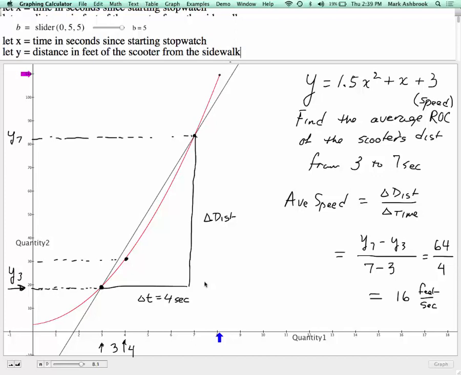So, this is an important principle that we hammered. Any questions on that? We're going to do one more thing. Any questions?